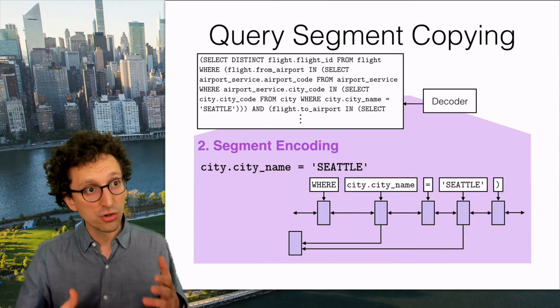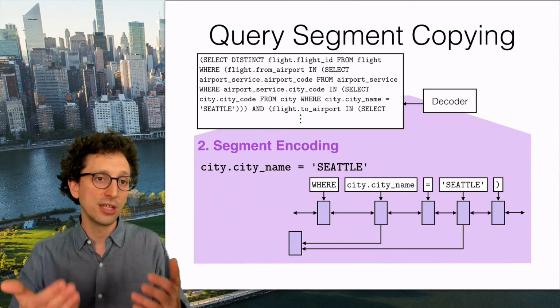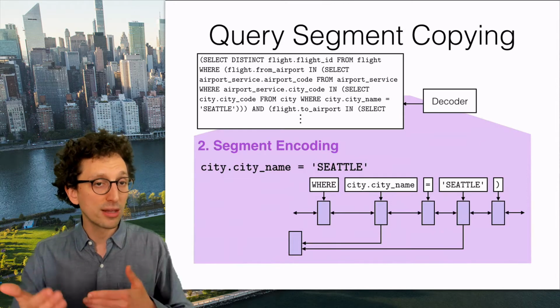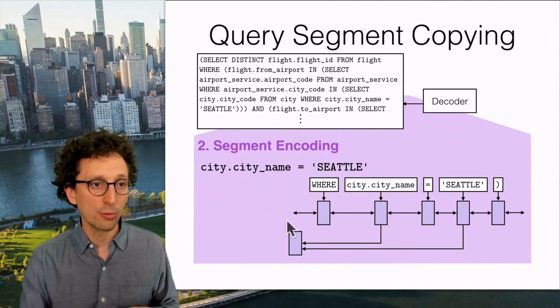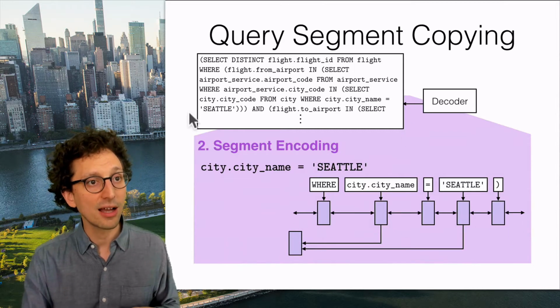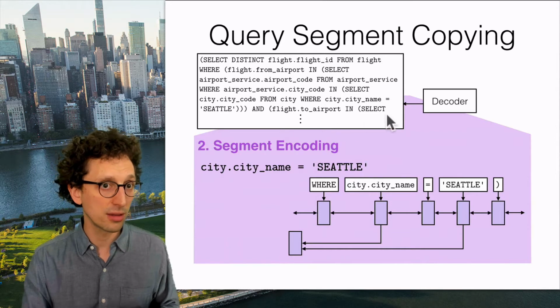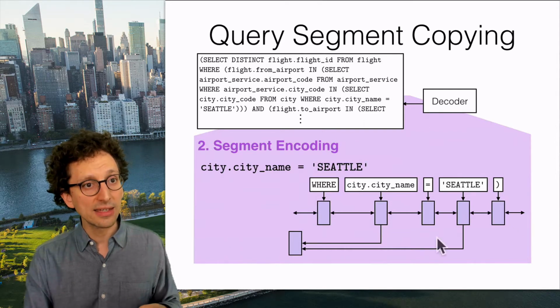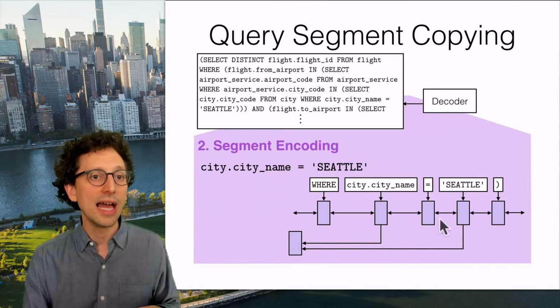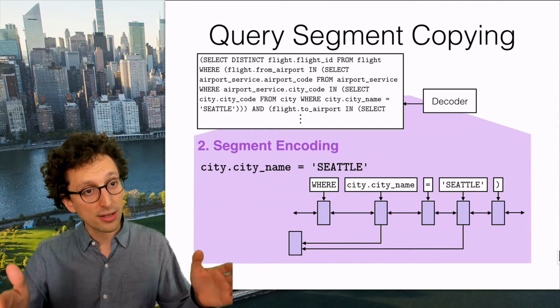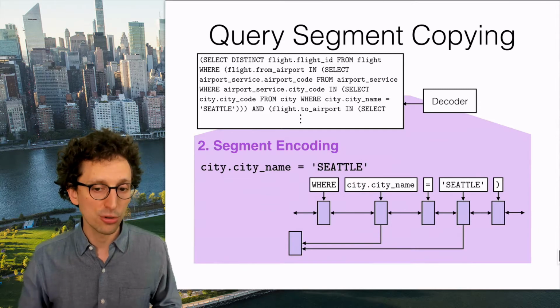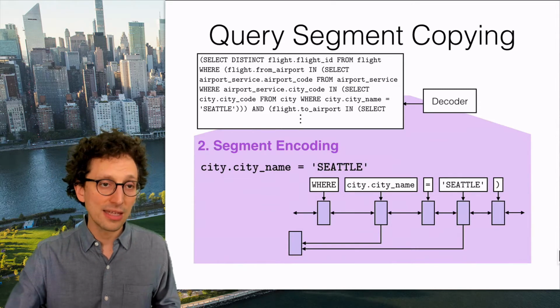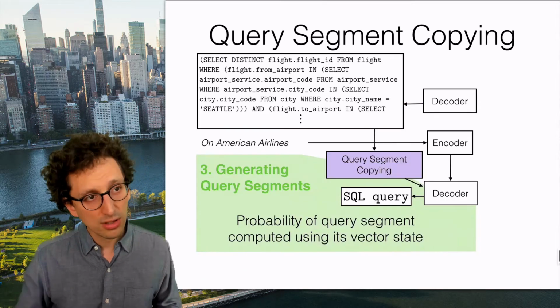The next thing we need to do is generate some kind of encoding for these segments so we can reason about them during the decoding. So what we do is we run a bidirectional RNN over the entire previously generated SQL query, and we take the hidden states at the delimiting tokens of the segments and concatenate them in order to get a representation for the segment.